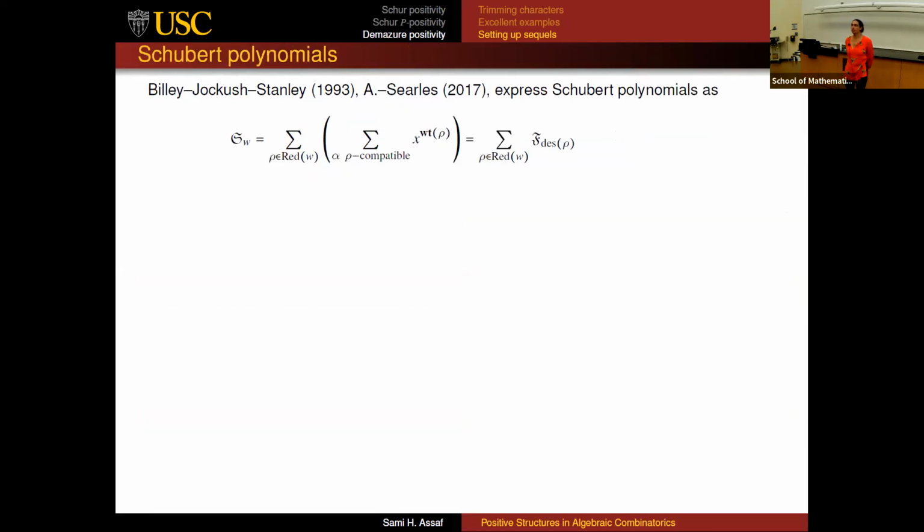Okay, so let's go back to Schubert polynomials. Well, I guess we haven't gone to them yet. Let's go back to Stanley symmetric polynomials and let's truncate them. What do we get? A Schubert polynomial. So here's a Schubert polynomial. It's a sum of reduced words of slides. This is why we came up with slides.